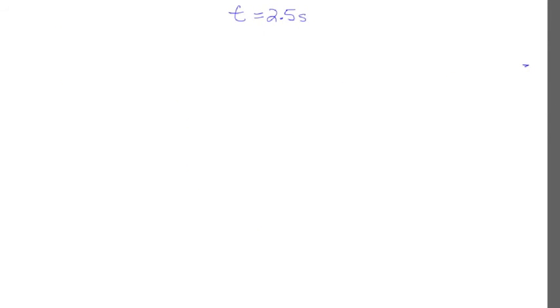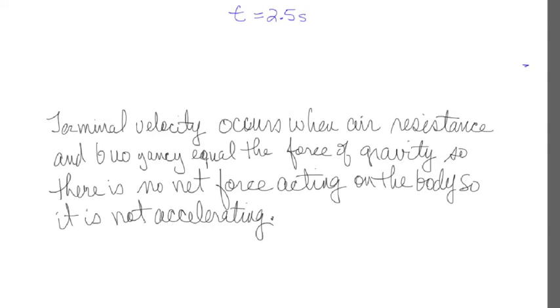Okay, one more item to cover, and that is terminal velocity. Terminal velocity occurs when air resistance and buoyancy equal the force of gravity. So there is no net force acting on the body, so that it is not accelerating. It has reached its maximum speed.